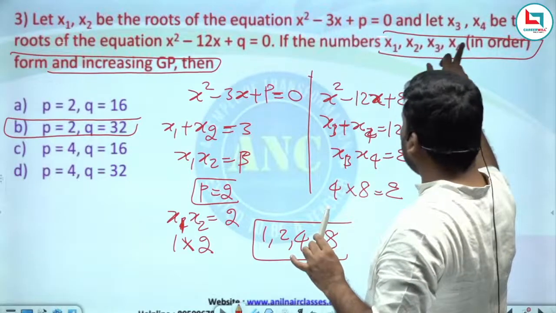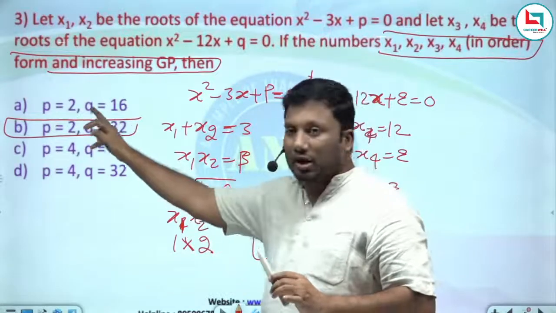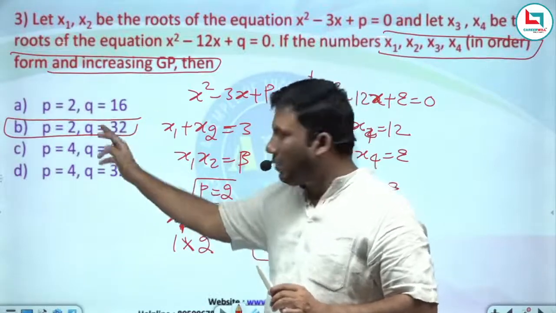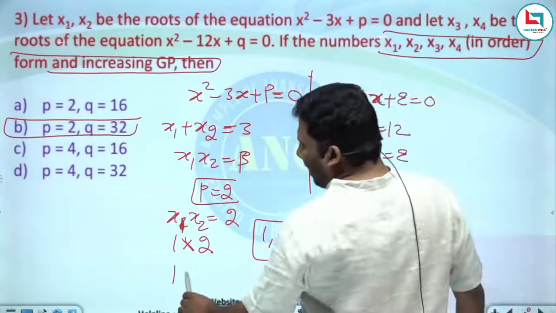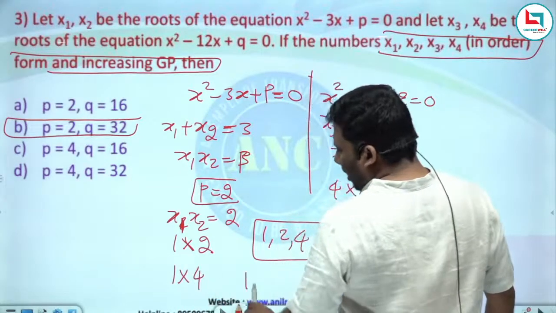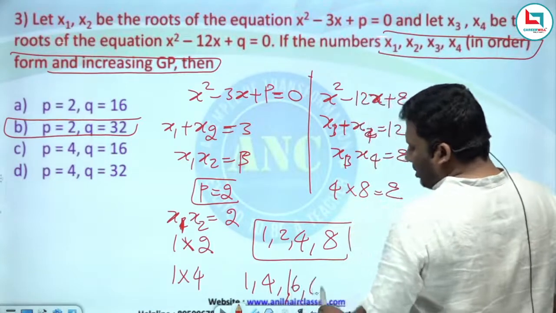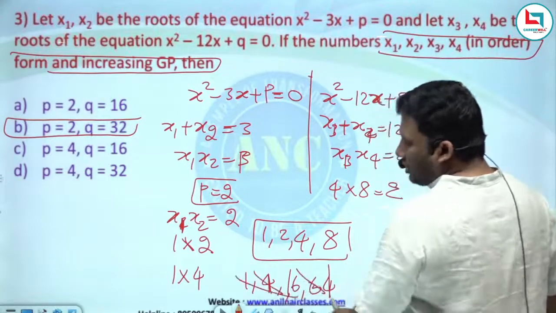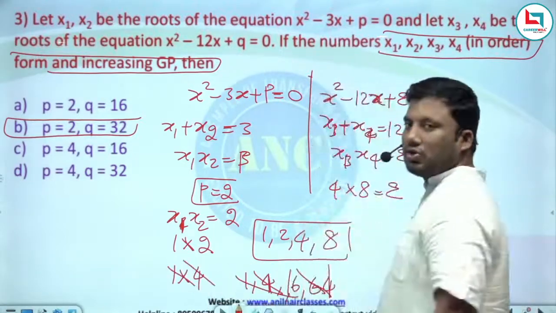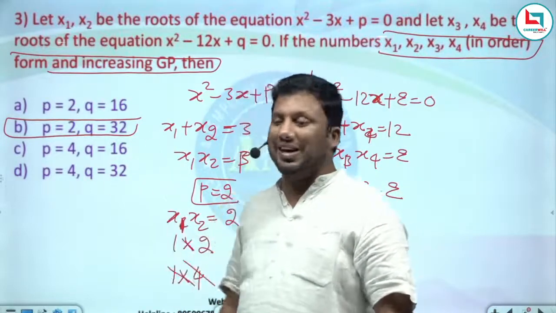x1, x2, x3, x4 are in an increasing progression. So I picked 2 from the answer options, either 2 or 4. Sir, why can't it be 4? Suppose I take 1 into 4. 1 and 4, the common ratio is 4. Next it will be 16 and 64. 16 into 64 is not there in the answer options. So P equivalent to 2 is the right answer option. Very, very good question, very easy question.